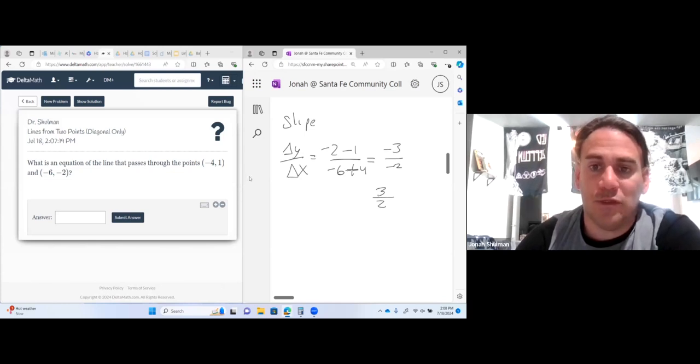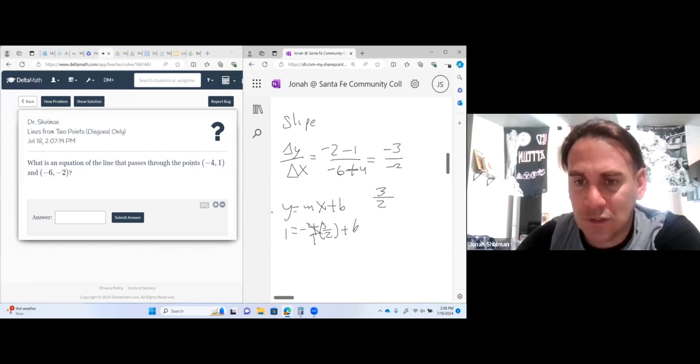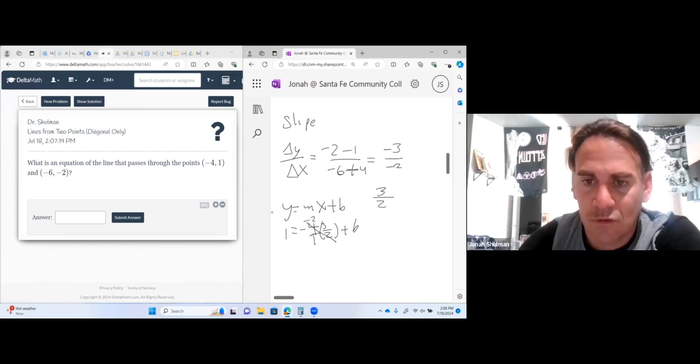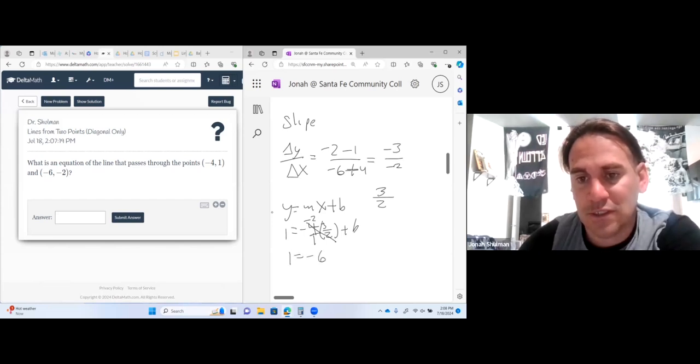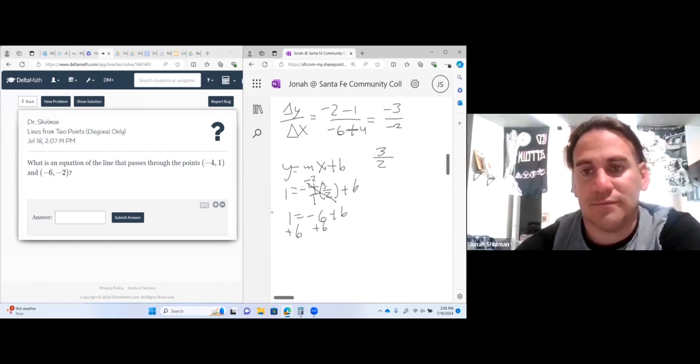We pick any point. I'm picking the first one. I'm going to do it again. y equals mx plus b. My y is 1 equals -4 times 3/2 plus b. That's all I need, right? This is -4 over 1, and I'm going to cancel that, so it becomes -2, or you can do 12 divided by 2. Either way, we get 1 equals -6 plus b. Add the 6 to both sides, and we're left with b equals 7.